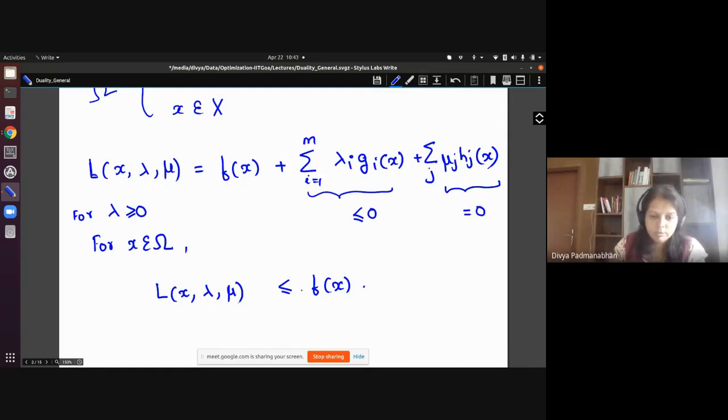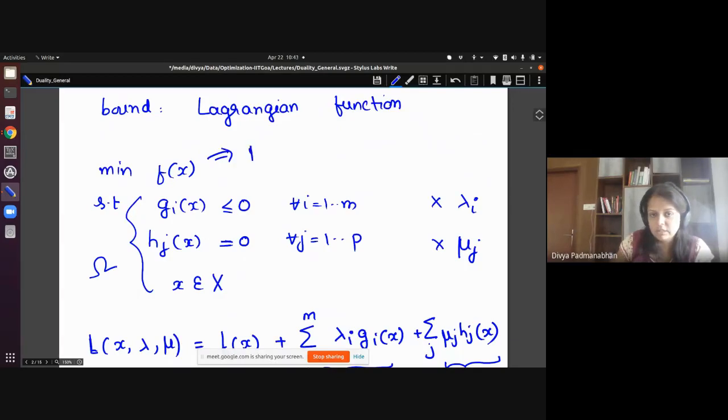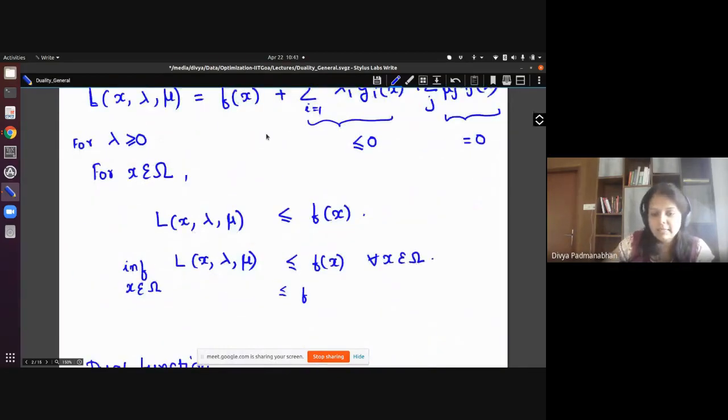So now if you want a lower bound, take the infimum over x in omega of L(x, lambda, mu). It will still be less than or equal to f(x), which is true for every x in omega. Here you allow x to vary on one side, and on this side you take the minimum value of the Lagrangian for a fixed lambda. This is a lower bound to f(x), and in particular less than or equal to f(x star). Let me call this optimal value p star. So this is less than or equal to p star.